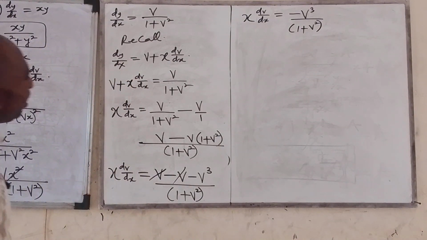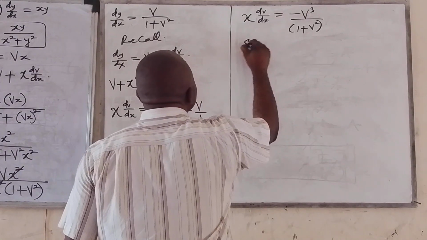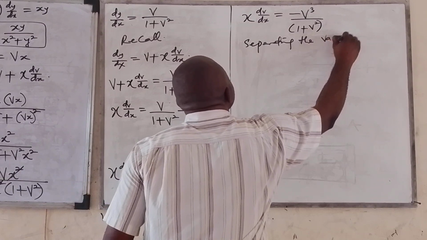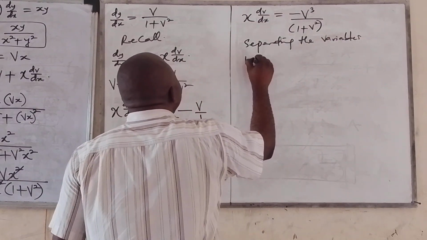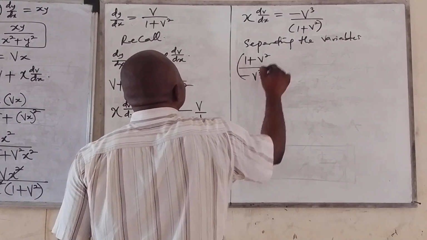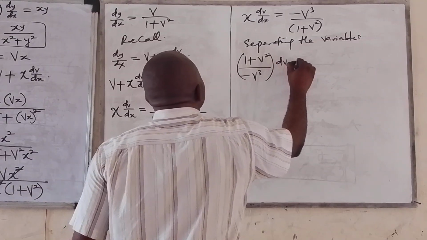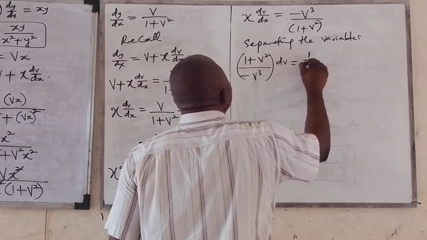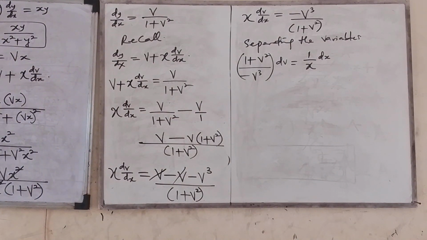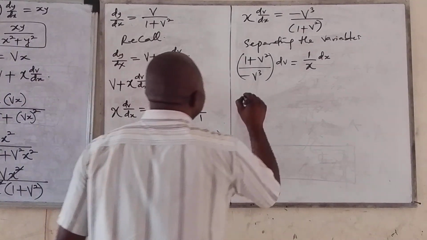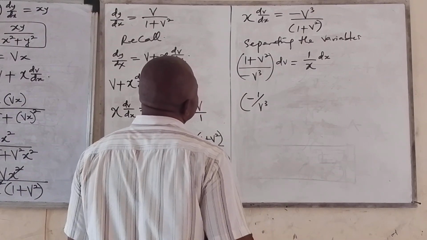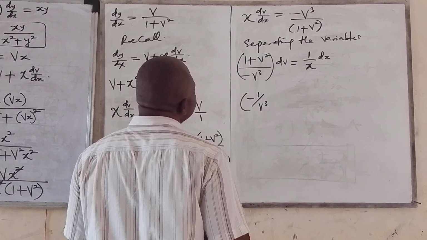So it therefore means that here, separating the variables, we have 1 plus v squared all over minus v raised to the power of 3 dv will be equal to 1 all over x dx. So it means the whole of this now will be equal to minus 1 all over v raised to the power of 3.